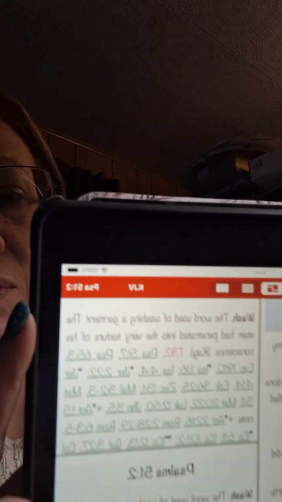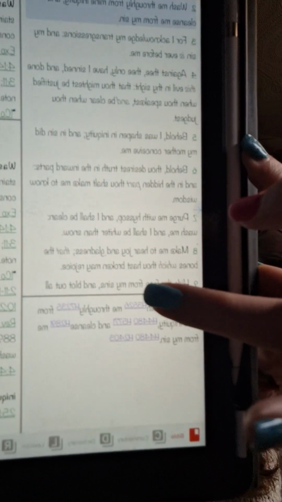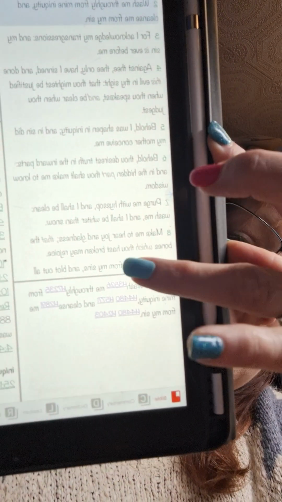So in here you have Psalm 51:2, and then if you go down to the bottom, it has the word wash, which I'm not sure that you can read very clearly. So you're going to hit the number for wash, which is 3526, and you're going to come up with this screen.